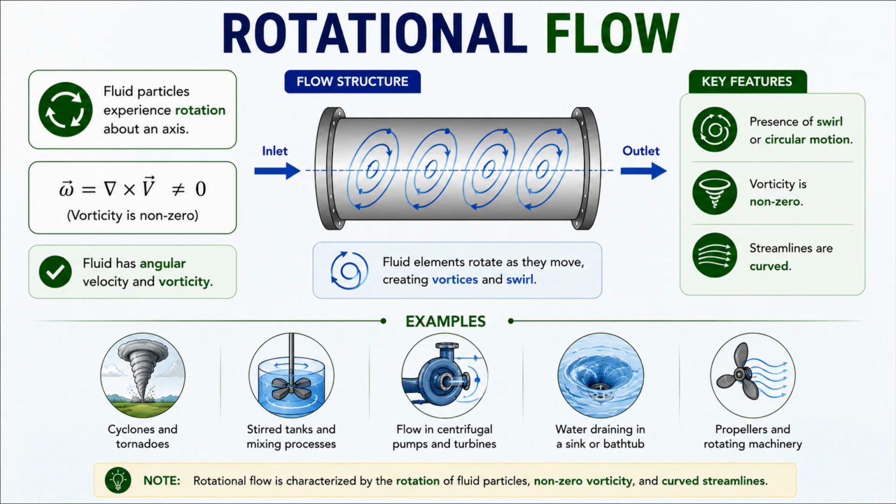Rotational flows are commonly seen in cyclones, stirred tanks, centrifugal pumps and turbines, water draining in sinks, and rotating machinery such as propellers.